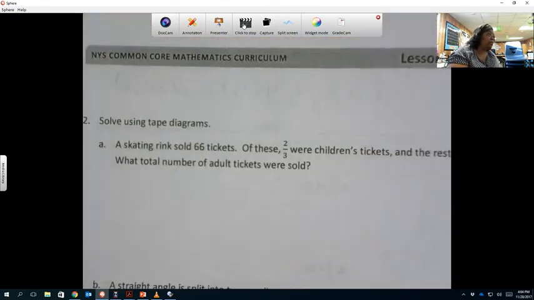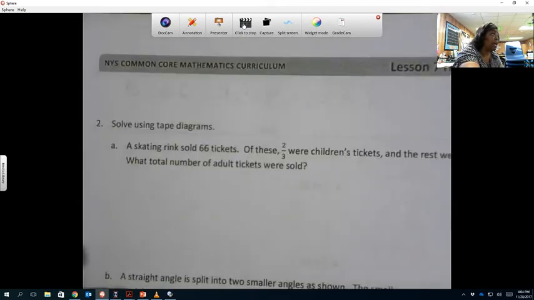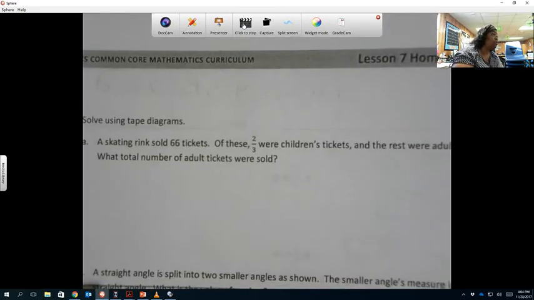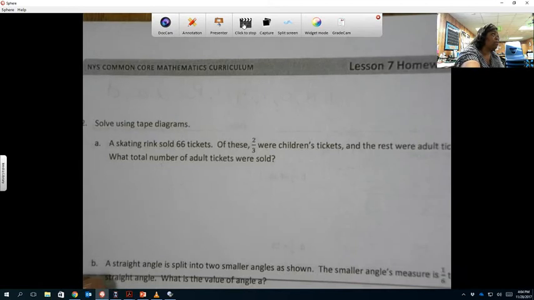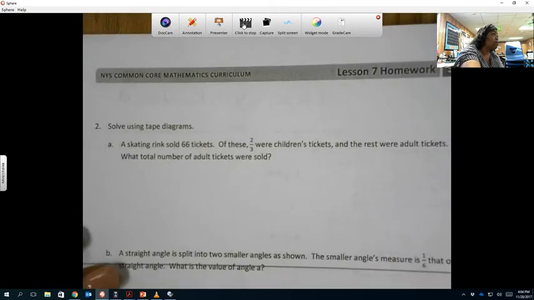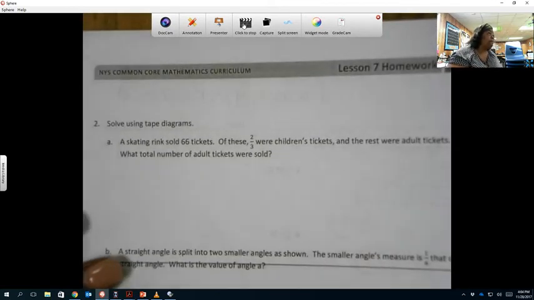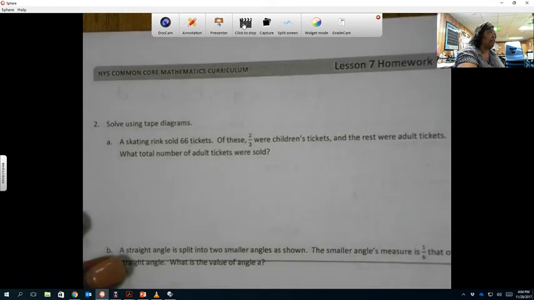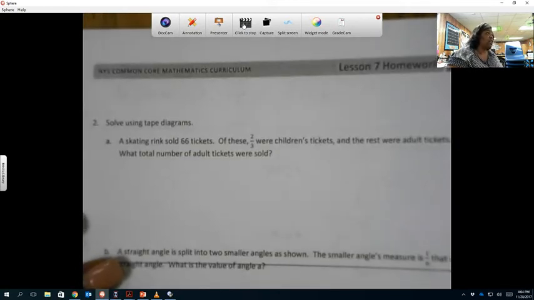All right, I'm going to do number 2 on the back. Zoom that back out a little bit so you can see the whole thing. A little bit more. There we go. Let me autofocus that and we'll get started.